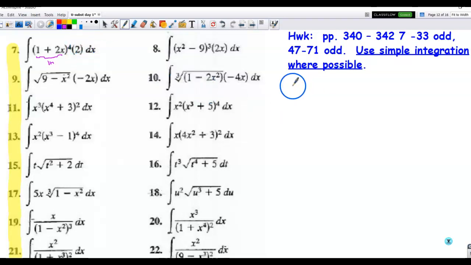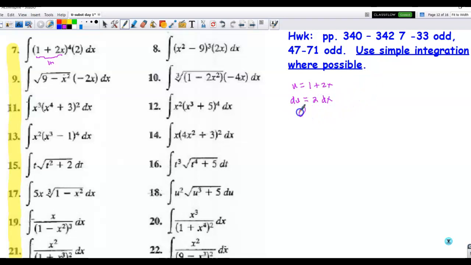So over here, I'm going to create my key to success. U is equal to the inside function 1 plus 2x. Remember, I take the derivative of both sides. So on the left side, the derivative of u is 1 du. And on the right side, I take the derivative in terms of x. The derivative of 1 is 0, and the derivative of 2x is 2 dx.